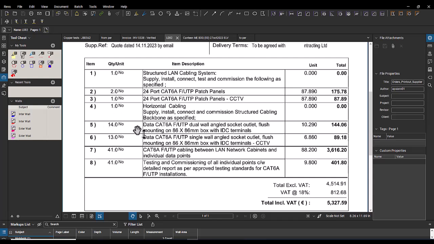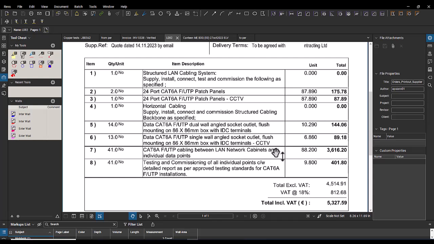Item 5 is data Cat6 dual wall angle outlet, flush mounting, 86 by 86 box. So we have 14 items, 14 numbers of dual data. Item number 6, we have the same data but it's single wall, and the price is 6.86. Item number 7 is cabling between LAN network cabinets and the individual data points.